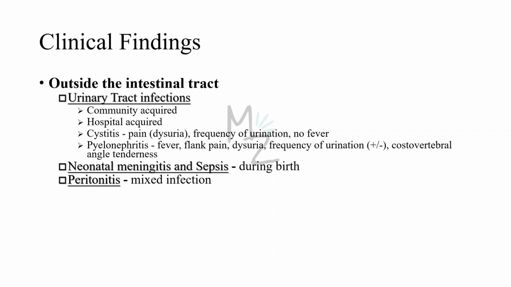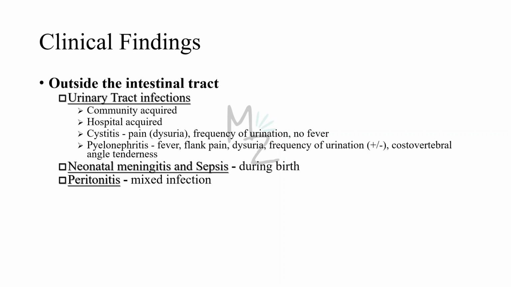The most prominent symptoms of cystitis are pain, dysuria, and frequency of urination. Patients are usually afebrile. Pyelonephritis is characterized by fever, flank pain, costovertebral angle tenderness, dysuria, and frequency may or may not occur. E. coli is also a major cause, along with group B streptococci, of meningitis and sepsis in neonates.